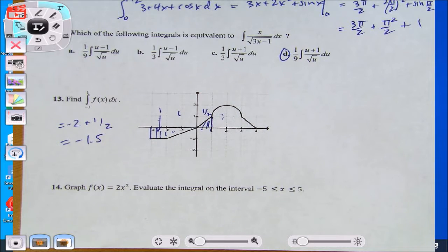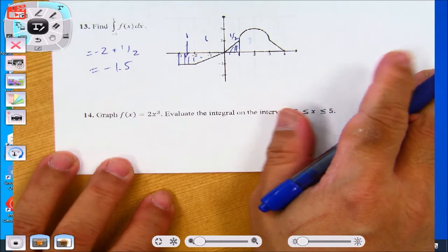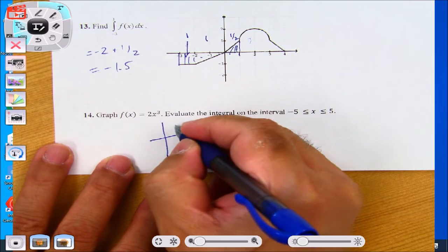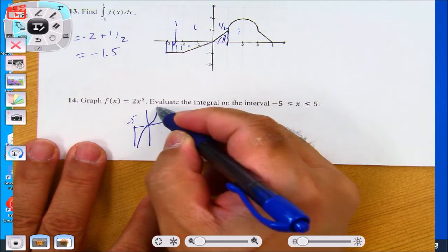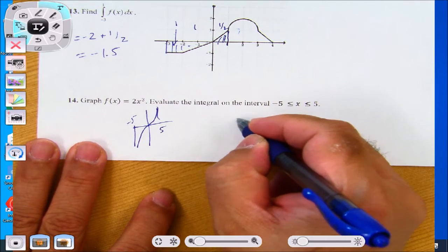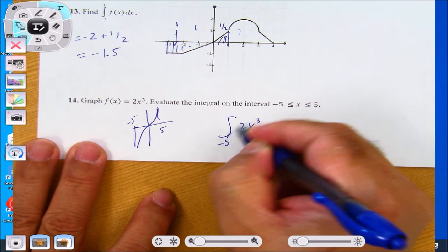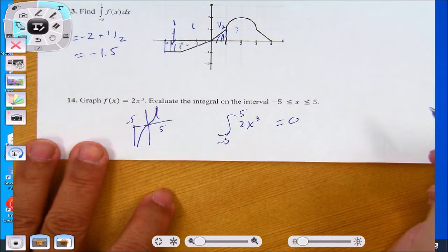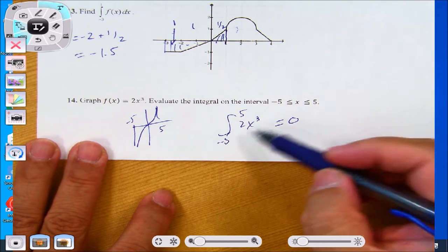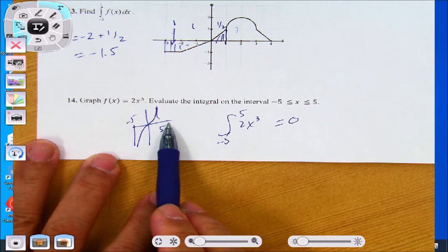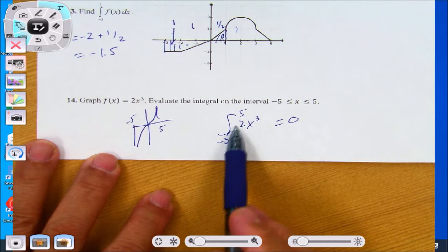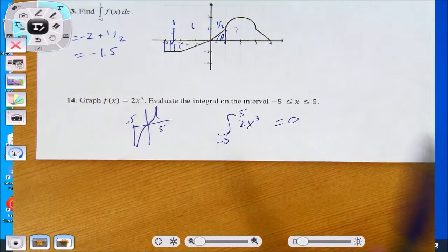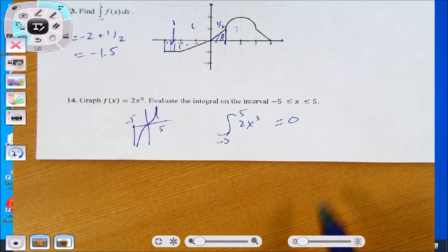Alright, good. Number 14 says to graph it first. There's no restriction on how you're supposed to graph it. It just looks like this. If you realize you're going from -5 to 5 and it's symmetrical around the origin, then the integral of 2x cubed from negative 5 to 5 is 0. Negative a to positive a, they're just going to cancel each other out and get 0. Is the screen frozen? Okay, it just unfroze.